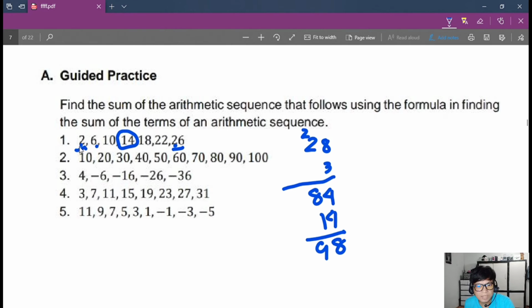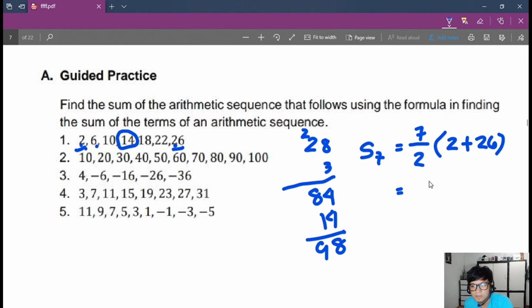So, ilan lahat ang terms? 1, 2, 3, 4, 5, 6, 7. So, the sum of 7 terms is equal to 7 over 2 times, itong 7 number of terms, ito yung n natin, times the first term is 2 plus the last term is 26. So 7 over 2 times 28.